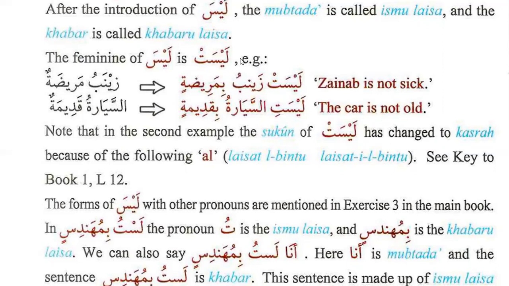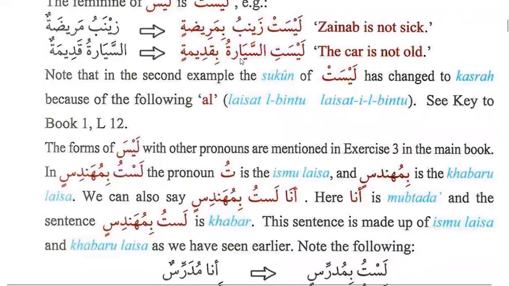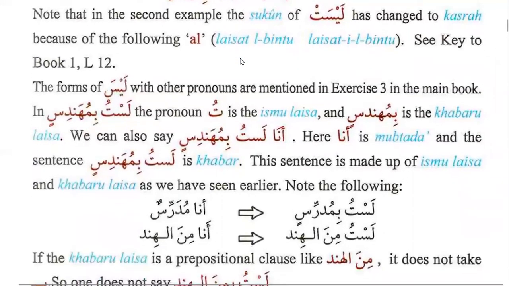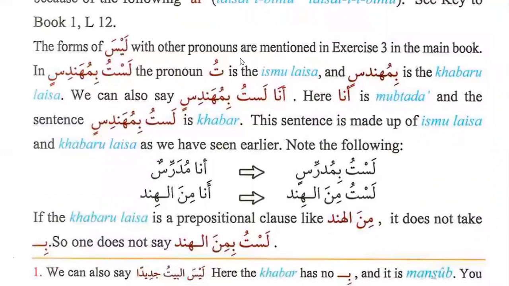Laysat Al Bintu, Laysat Il Bintu. CK2, Book 1, Lesson 12. The forms of Laysa with other pronouns are mentioned in Exercise 3 in the main book. In lastu bi muhandisin, the pronoun tu is the ismu laysa, and muhandisin is the khabaru laysa. We can also say ana lastu bi muhandisin. Here ana is muqtada and the sentence lastu bi muhandisin is khabar. This sentence is made up of ismu laysa and khabaru laysa, as we have seen earlier.